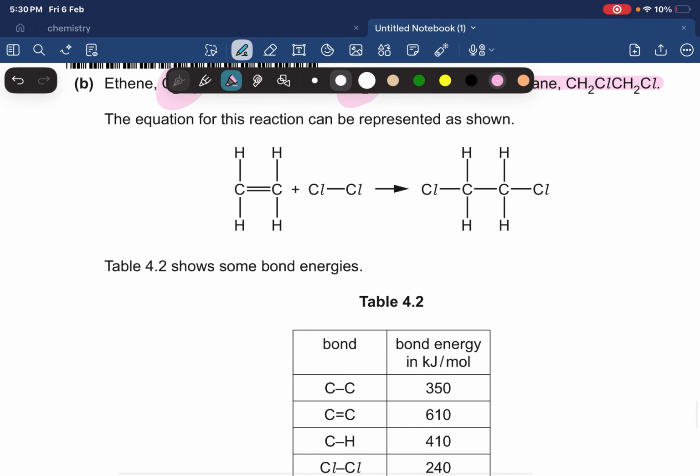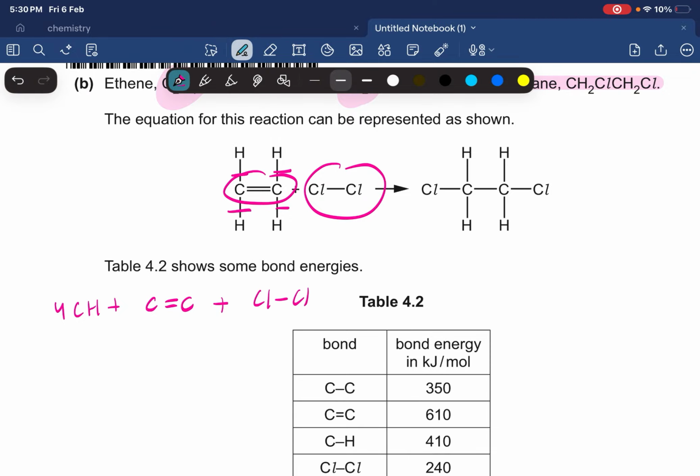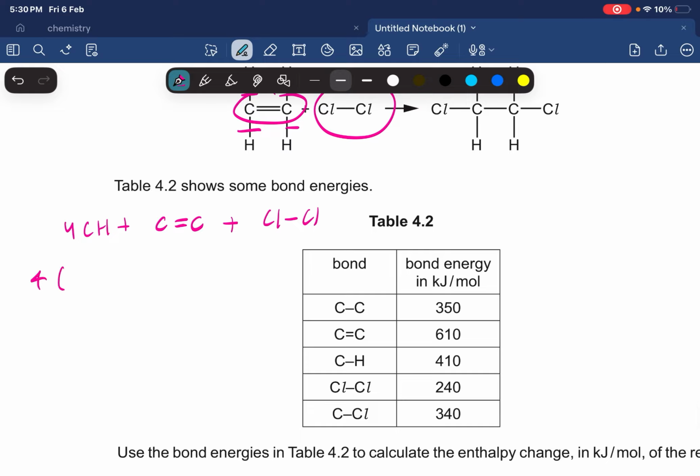Okay, so in order to break all the bonds, firstly I would have to break 4 C-H bonds, plus I would have to break a C=C double bond, plus I would have to break 1 Cl-Cl bond, right? So for 4 C-H bonds, the energy for one bond is 410. So 4 times 410 plus 1 C=C bond is 610, and plus 1 Cl-Cl bond is 340. So if I do the maths on my calculator, 4 times 410 plus 610 plus 340, that is 2590, right? So it's got to be 2590.